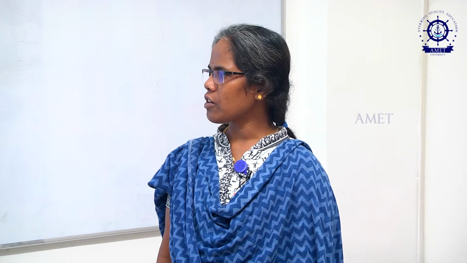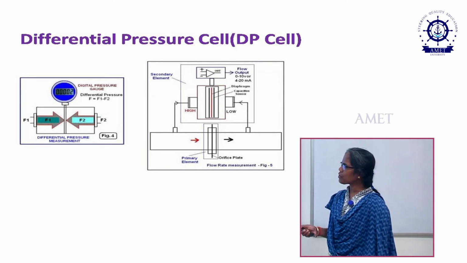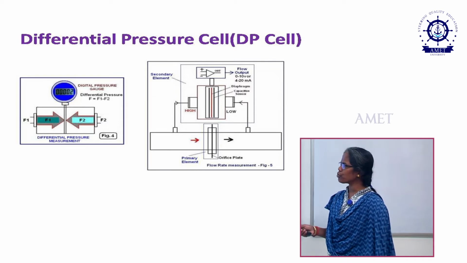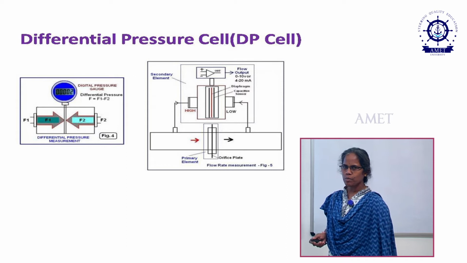The movement of the diaphragm changes the electrical capacitance. Here the electrical capacitance effect is used, which is a change in dimensions. C is equal to epsilon naught A divided by D, and the diaphragm changes it. The voltage or current increases or decreases depending upon the difference in pressures. That is the construction of the differential pressure cell. Here F1 and F2 are the two different forces we measure in the vessels, and the differential force is F equals F1 minus F2.